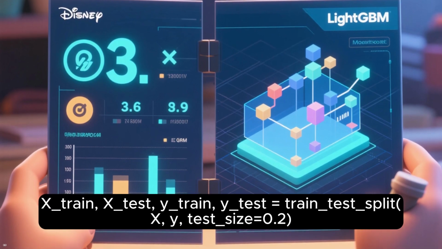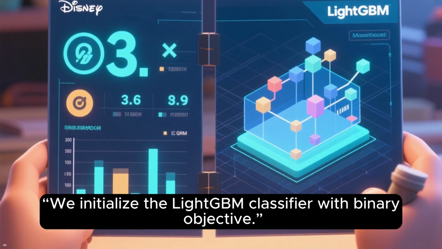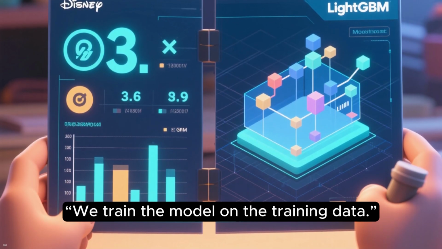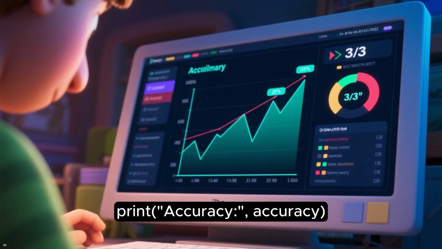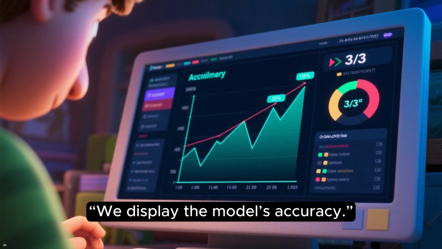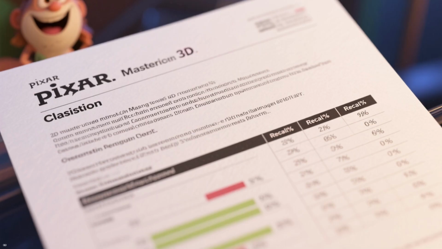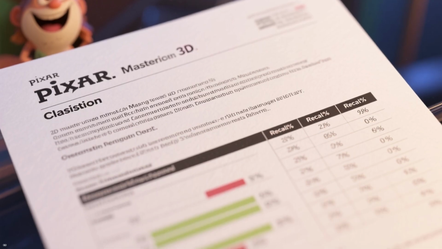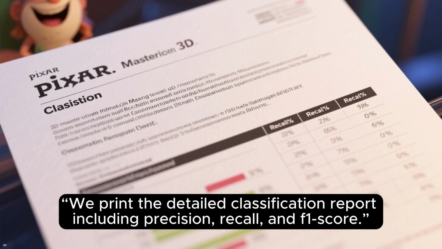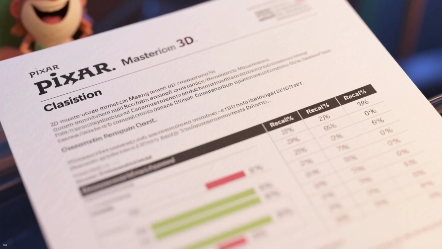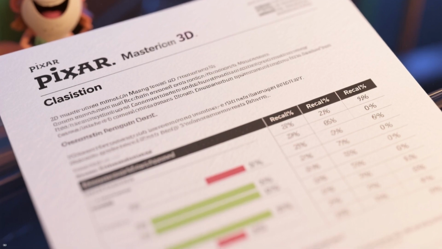Splitting and training LightGBM model. Next, we split the data and train the LightGBM classifier. print(accuracy). Accuracy, we display the model's accuracy. print(classification_report(y_test, y_pred)). We print the detailed classification report including precision, recall, and F1 score.